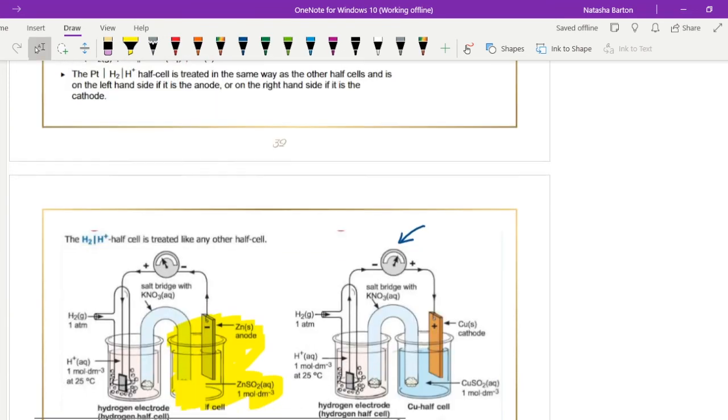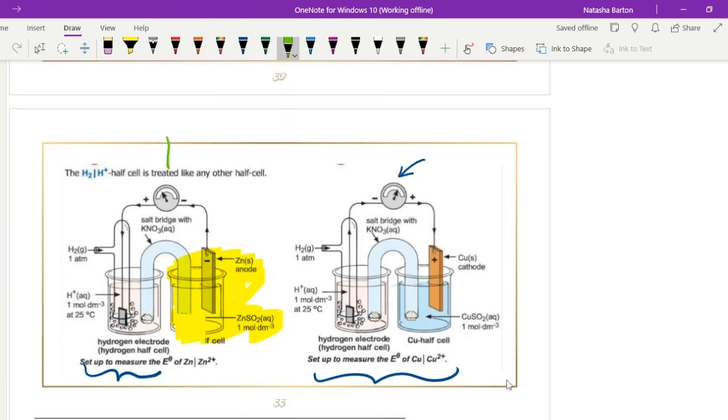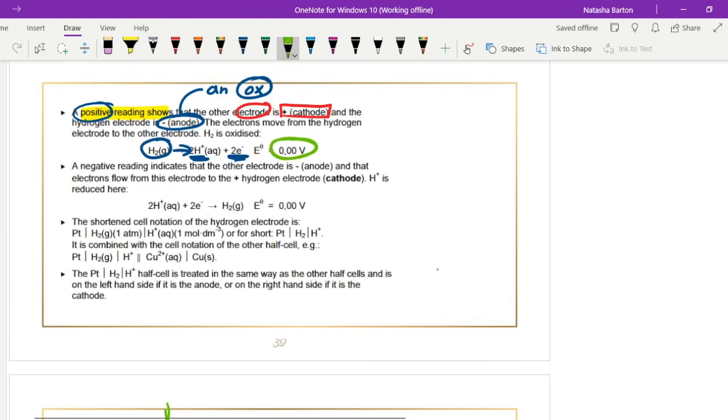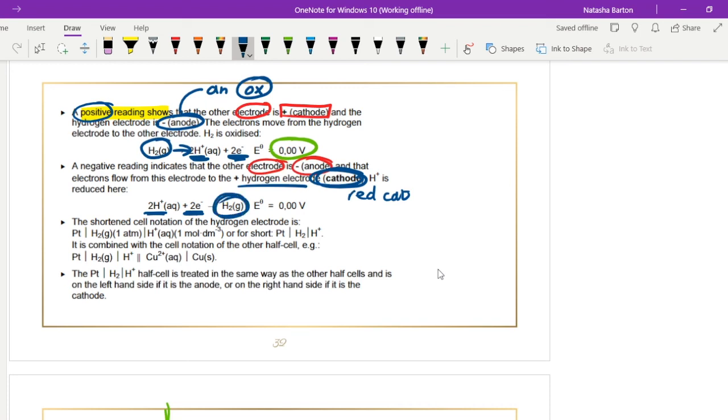If instead you find that we end up with a negative, like over there, a negative reading, then it indicates that that other electrode is behaving as the anode, and therefore our hydrogen electrode is the cathode. Remember, red cat. So that means that our hydrogen is being reduced. The hydrogen ions gain electrons to form hydrogen gas. This is all dependent on what the hydrogen half cell is connected to.